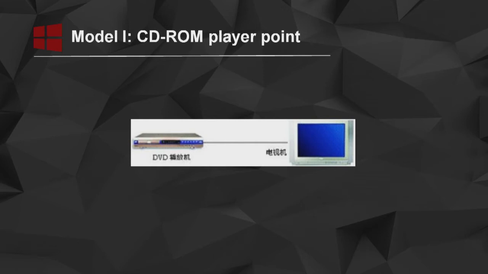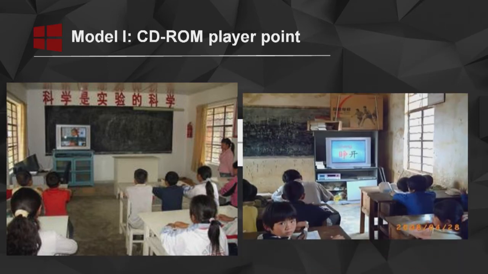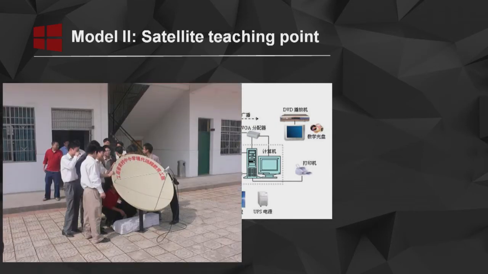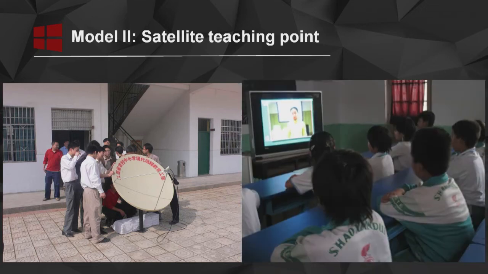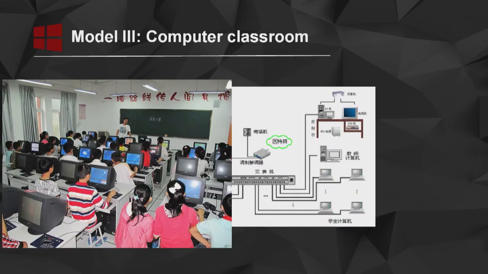This is the first model. Model 1 is basically only equipped with a CD player, and plus the CD player we provide a CD room with teaching resources, and this is a classroom with Model 1. This is Model 2, which uses satellite broadcasting to update the resources for the school. And this is Model 3, which uses a computer classroom.